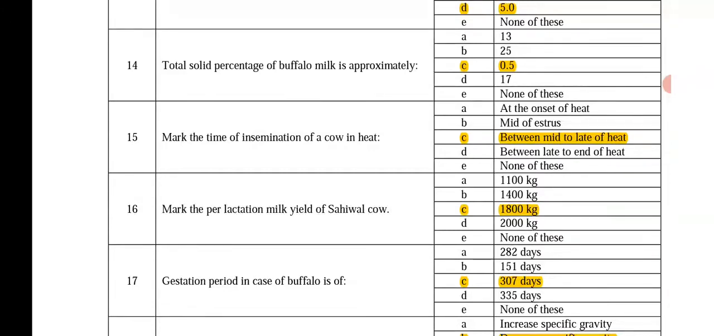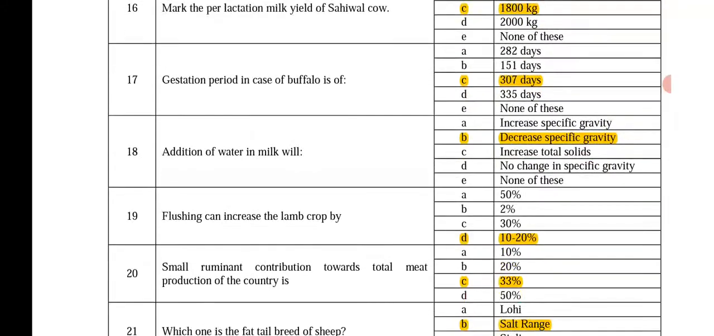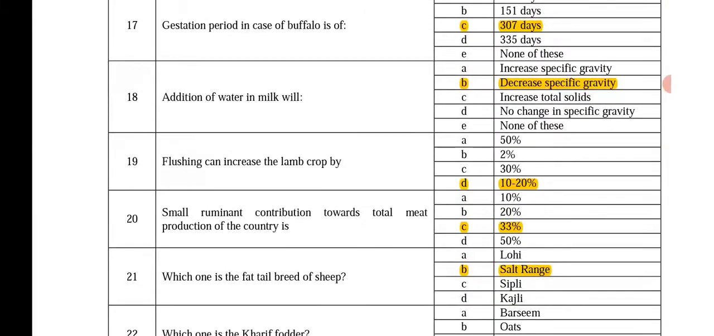Gestation period in case of buffaloes is 307 days. Addition of water in milk will decrease specific gravity. Flushing can increase the lamb crop by 10 to 20%. Small ruminant contribution towards total meat production of the country is 33%.